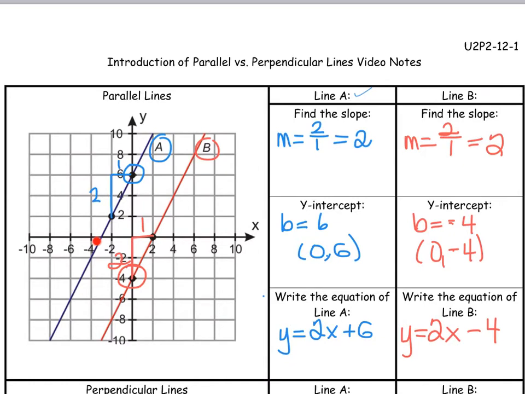So I want you to take a minute and look at these two lines. If you look at them on the graph, they're parallel. So how can we tell if two lines are parallel without graphing them? Well, let's take a look at the equations. We have y = 2x + 6 and y = 2x - 4. What do you notice about their slopes? The slope of line A is 2, and the slope of line B is 2. So if two lines are parallel, they're going to have the same slope. The y-intercept doesn't matter. What we care about is just looking at the slope.